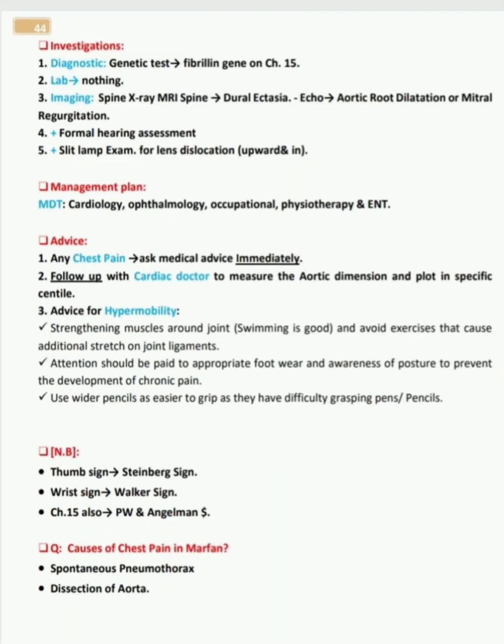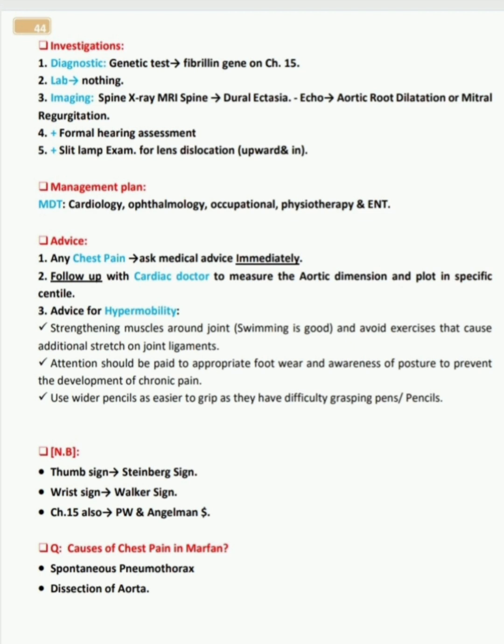After the investigation we do for Marfan syndrome, number 1 diagnostic, we do the genetic test, that is fibrillin gene on chromosome number 15. Number 2 lab, nothing is needed. Imaging, we do the spinal X-ray, MRI spine, we find dural ectasia. Echo, we find the aortic root dilatation or mitral regurgitations. Number 4 positive formal hearing assessment, and number 5 plus slit lamp examinations for lens dislocation.